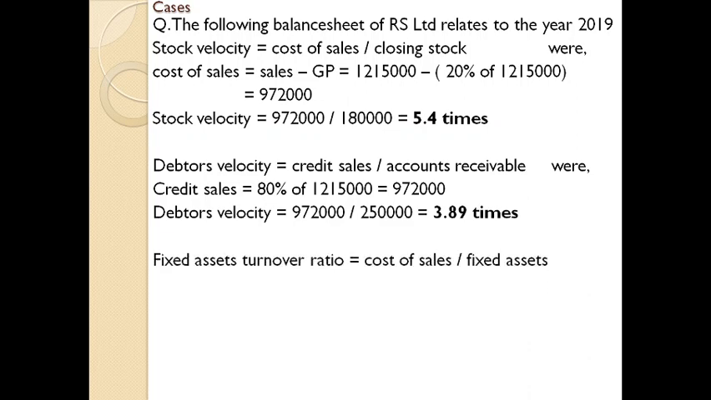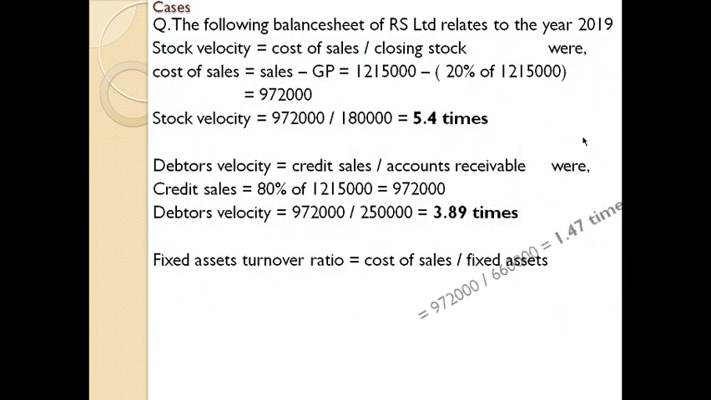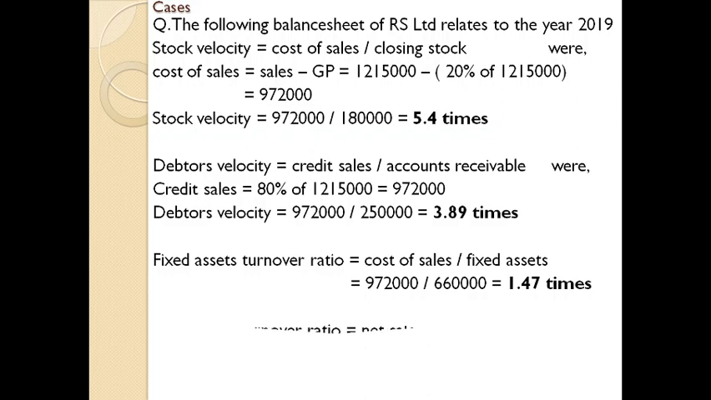Next one, fixed asset turnover ratio. The equation is cost of sales divided by fixed assets. In the previous equations, we already found out the value of cost of sales. Here it is 9,72,000. We just need to find the value of fixed assets. Just go through the balance sheet. Fixed assets, land, building, equipment, you will get 6,60,000. So cost of sales 9,72,000 divided by 6,60,000, you will get 1.47 times.